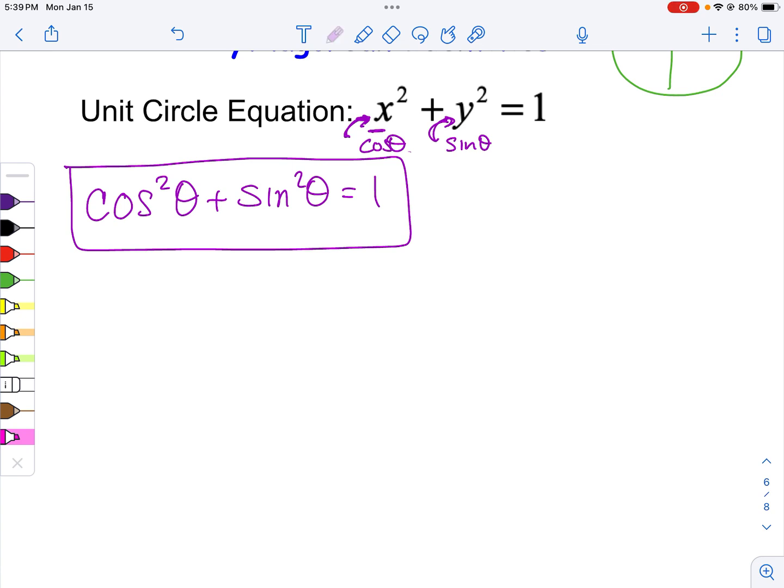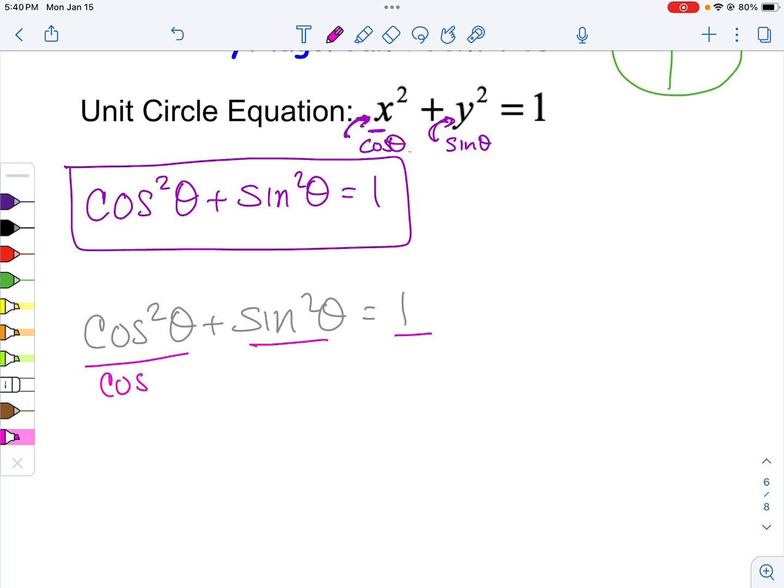But there are two other versions of this same equation. So if I take cosine squared theta plus sine squared theta and set it equal to 1, I want to see if I can make any modifications of this. One of the things I could do is multiply or divide both sides by the same thing, and that's a legal math move. So what I'm going to do is divide every single term by cosine squared.